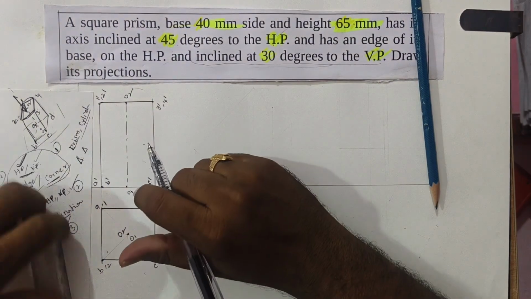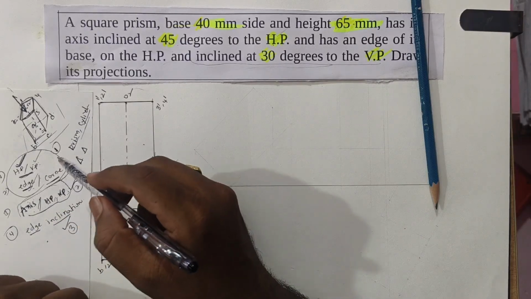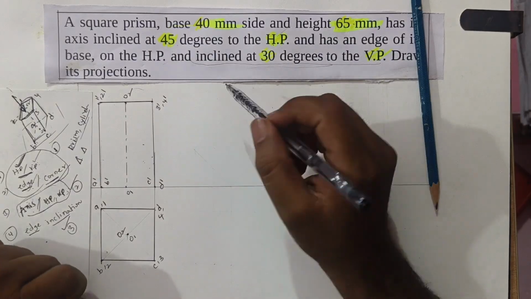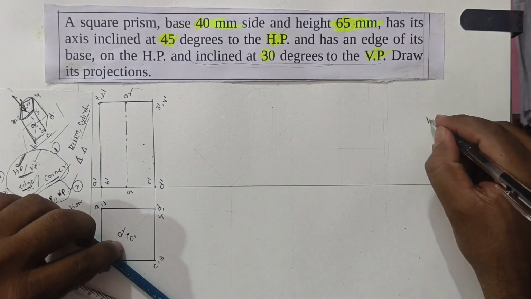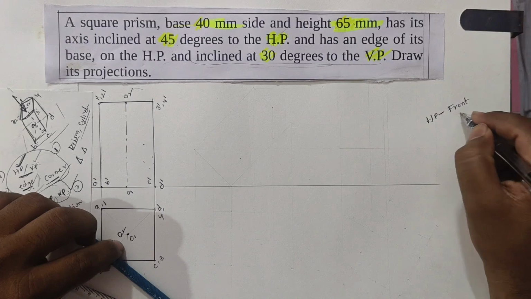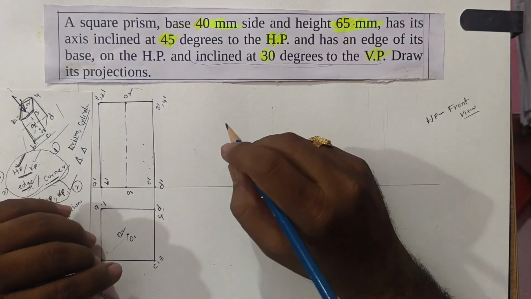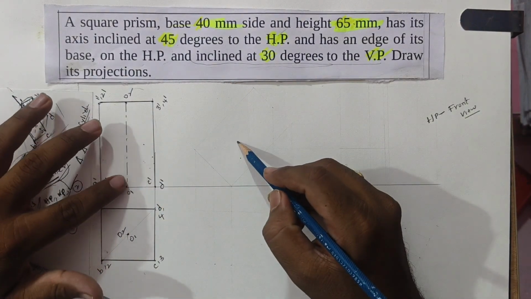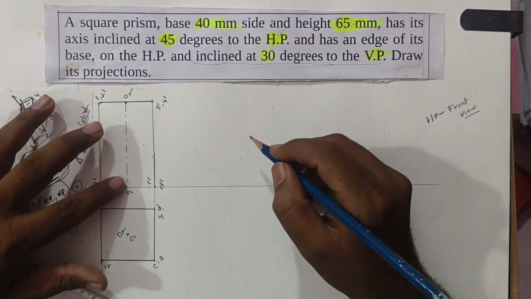In the second stage, we have to implement the axis inclination. What is the axis inclination? The axis is inclined to HP at an angle of 45 degrees. So in the second stage, whatever the horizontal plane conditions are, I'm going to execute them only in the front view. Horizontal plane conditions are going to be implemented in the front view. So I have to draw the same front view once again in such a way that the axis of the front view is going to be 45 degrees with the HP.